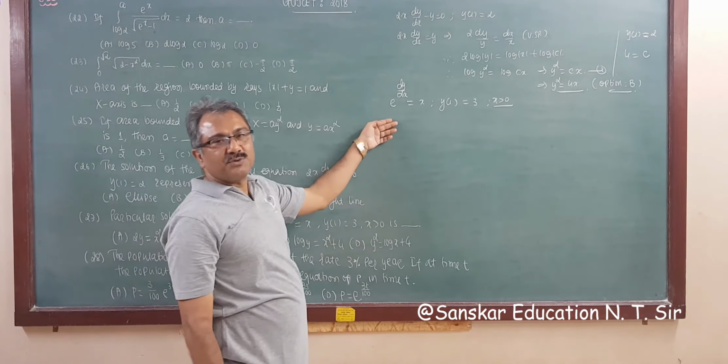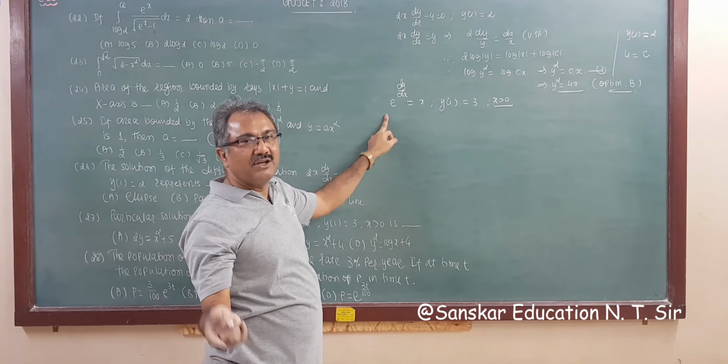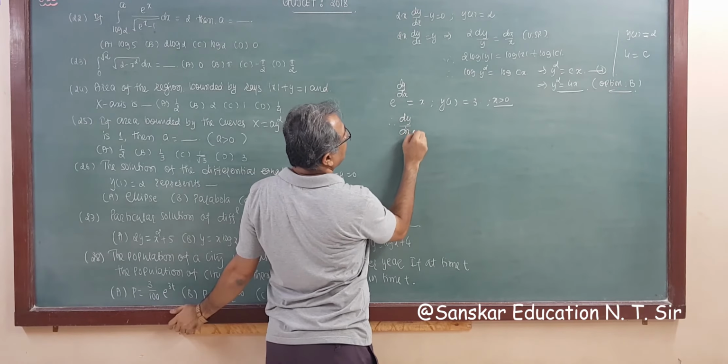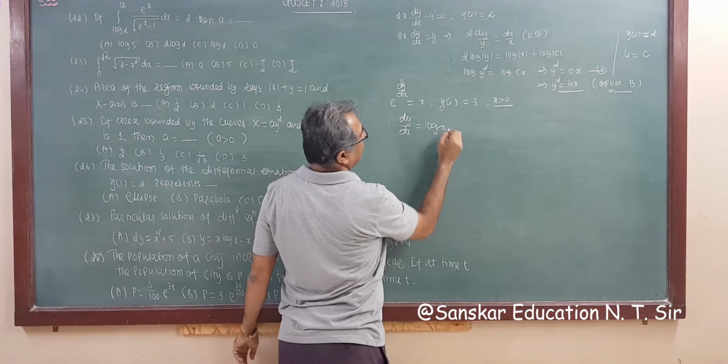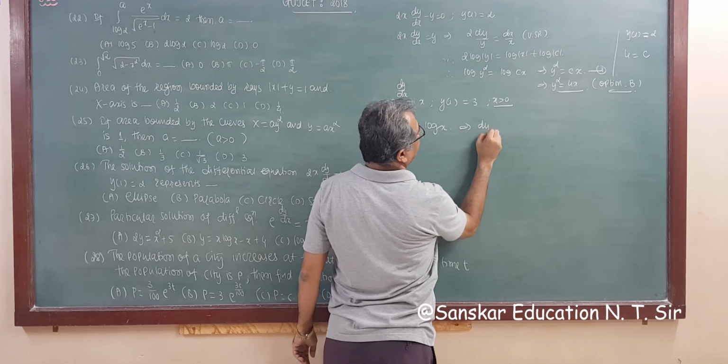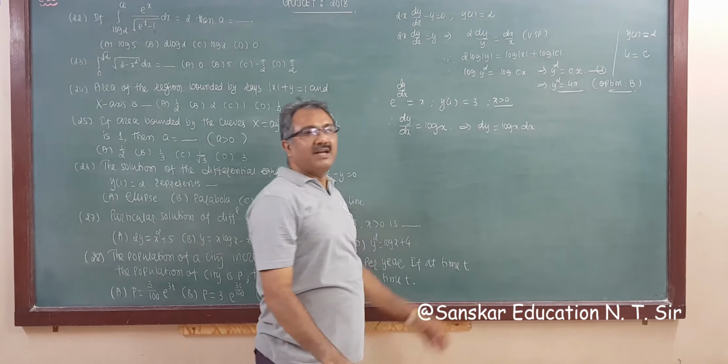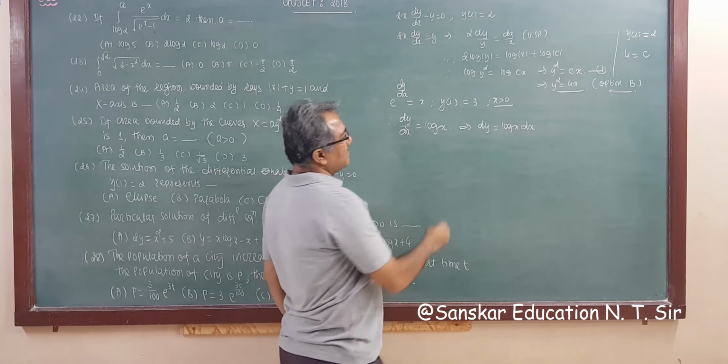Now this is exponential function form, so we have to convert into log form. So this is dy by dx is equal to log x, right? So this implies dy is equal to log x into dx. So this is variable separable form. So integrate this, what we get?